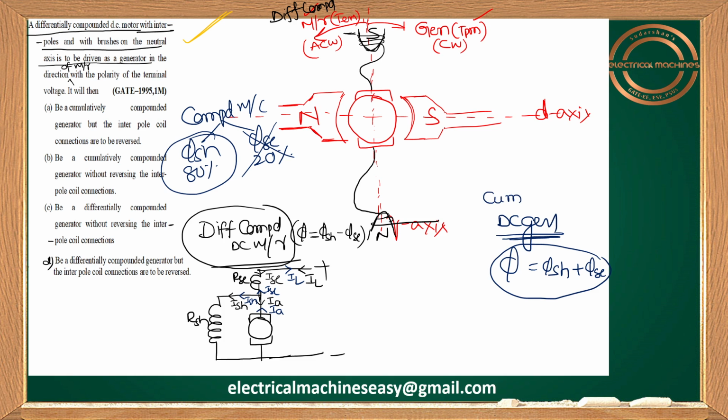Previously, it was a differential compound motor. Now it is acting as a generator, and it is nothing but a cumulative compound DC generator. So if you observe clearly, you can cancel option C and option D, because initially it is a differential compound DC motor and now it is acting as a cumulative compound DC generator.